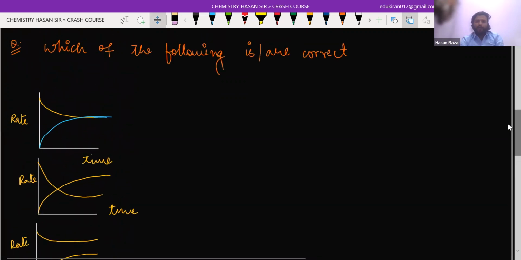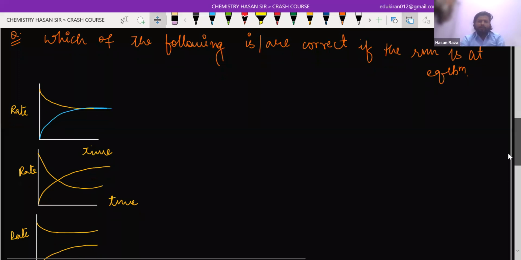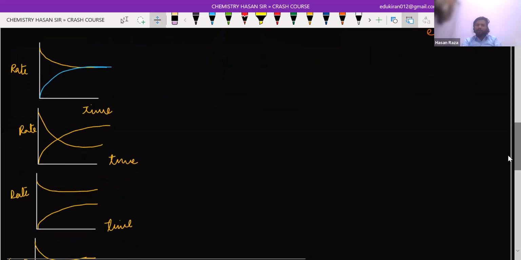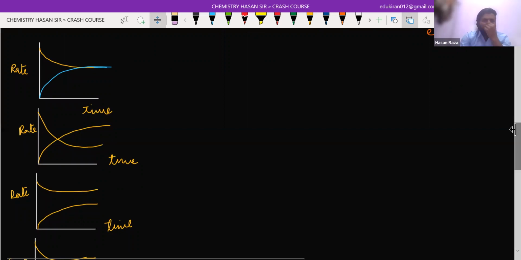Which of the following are correct? If the reaction is at equilibrium. Basically, this graph is for equilibrium. Just let me know which one of the following is or are correct. Should I slide it down or slide it up accordingly? Just let me know. So can you slide down?